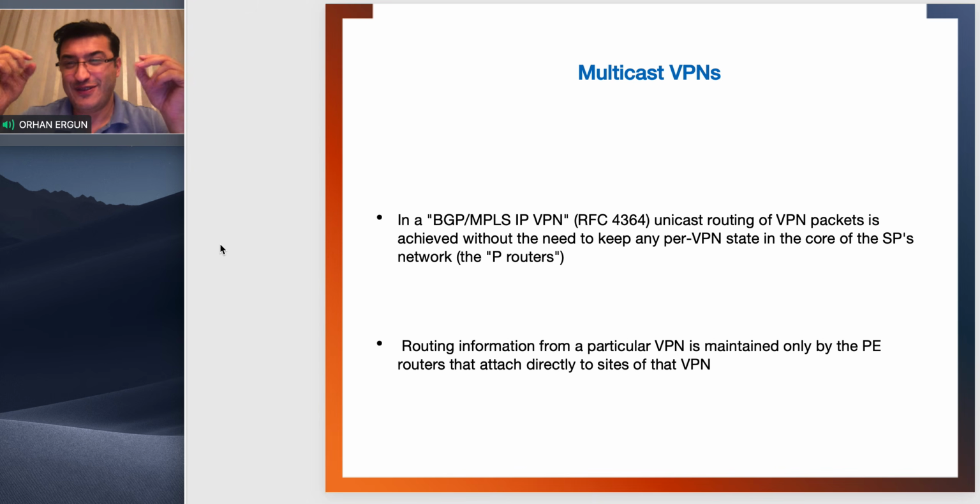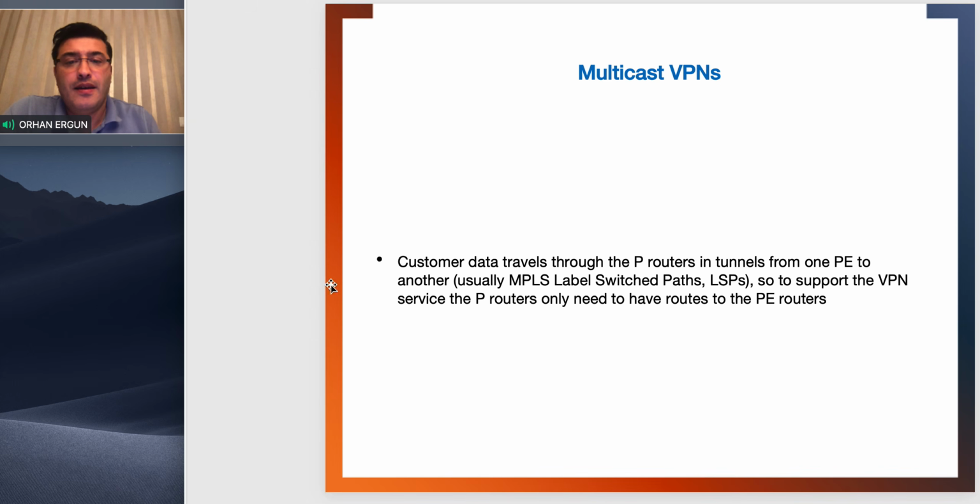But here, we will not hide those multicast VPN information from the P device. Routing information from a particular VPN is maintained only by the PE routers that are connected to that customer VPN, with the unicast one again. With multicast, obviously not only PE will keep the state. The P routers will know the multicast information as well, end to end. Still, I am going through the unicast case, and then what's happening with multicast, I am adding that.